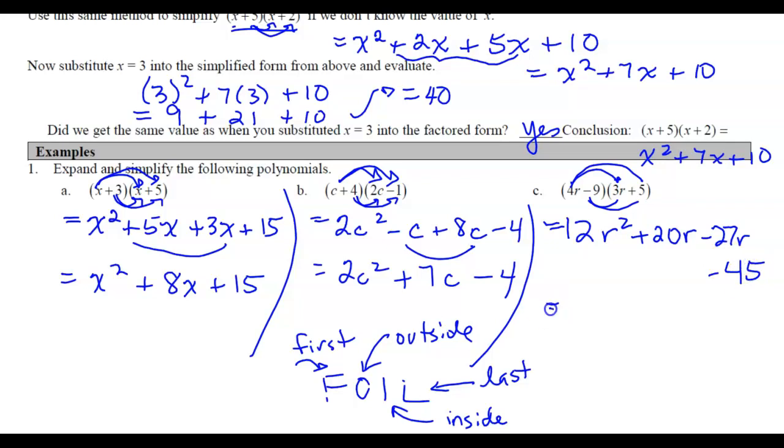So then, collecting like terms, 12r squared, 20r minus 27r, those are the like terms, negative 7r, so subtract, minus 45.